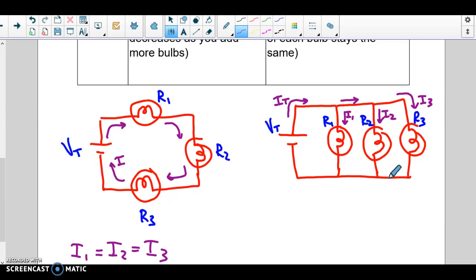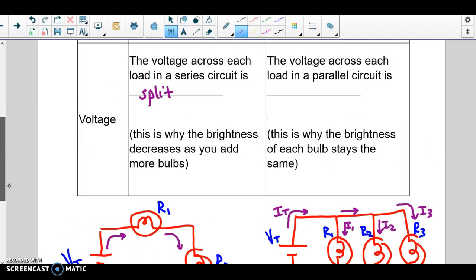Notice down here, I2 and I3 are going to join up again. They're going to merge, and now we're going to have a higher current traveling through this wire. Now I1 and this current are going to join up again, and we're back to the total current passing through the battery. So in this case, the current from the source gets divided, not necessarily evenly, but it gets split between the different loads.